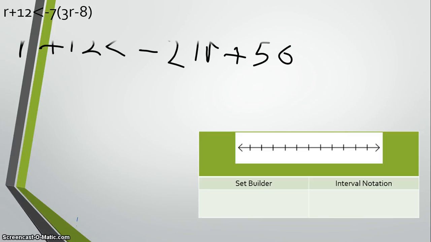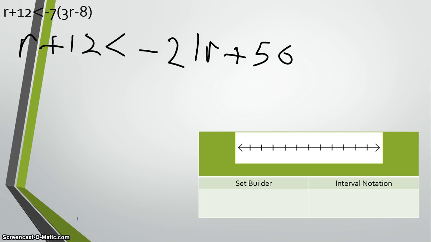So basically what we need to do is just distribute like we did the first time. So that'll leave us with r plus 12 is less than negative 21r plus 56. So basically what we just did is we multiplied negative 7 times 3r and we also multiplied negative 7 times negative 8. So that leaves us with that.